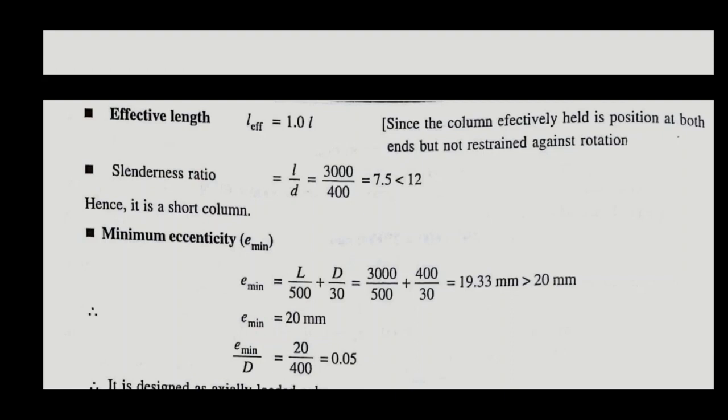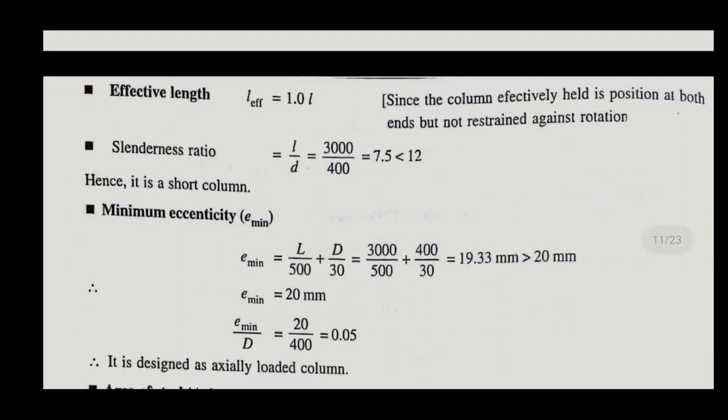Now minimum eccentricity, e minimum, is equal to L by 500 plus D by 30, that is equal to 3000 by 500 plus 400 by 30. This formula is as per clause number 25.4, and it is equal to 19.33 mm, which is less than 20 mm. This is a printing mistake, and it should be less than 20 mm. So 19.33 is less than 20 mm, so we can assume that e minimum is 20 mm.